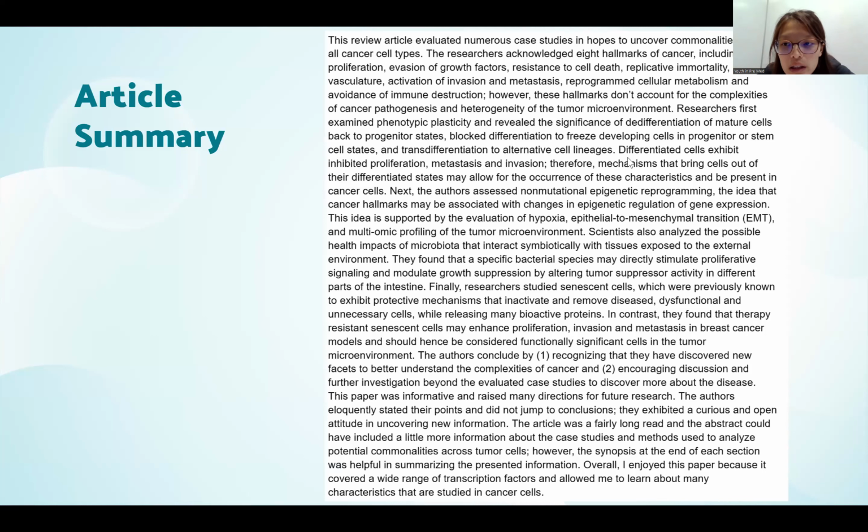And then I also wrote a short sentence about the different hallmarks, and my summary section, or the reflection section, was a little bit shorter. So I just talked about how the paper was informative and raised directions for future research.